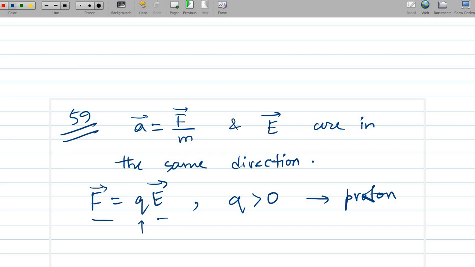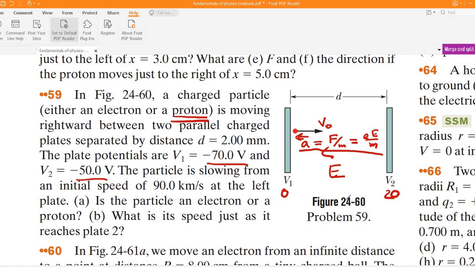Okay, so that's the first part. What is the second part? What is its speed just as it reaches plate 2? So where does it start? It starts from the left plate with a speed of 90 km per second. So yeah, let's find out.